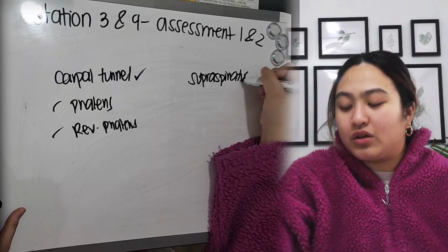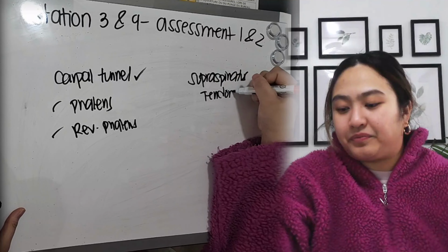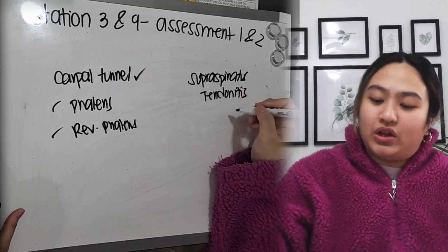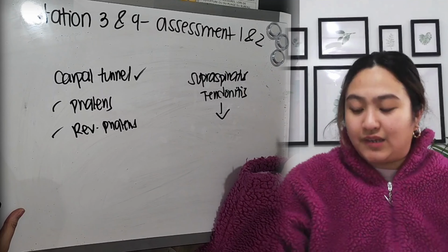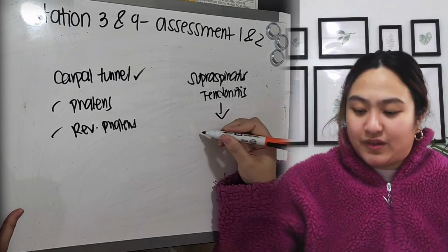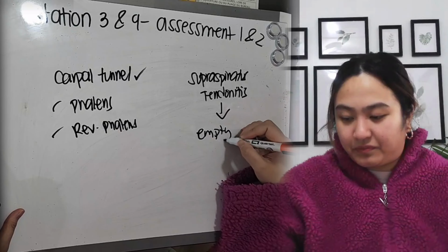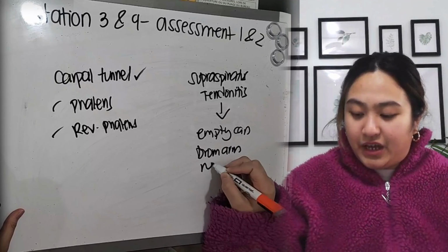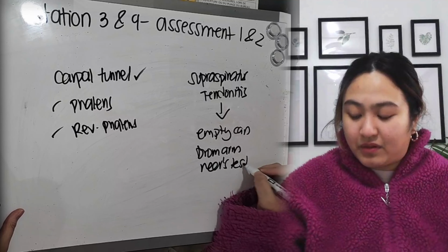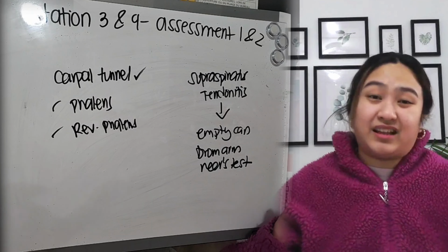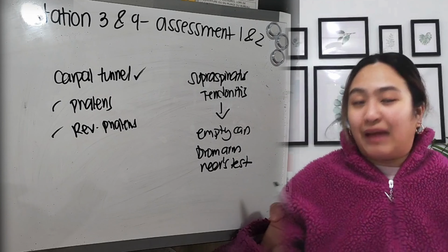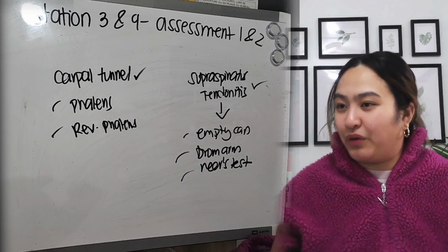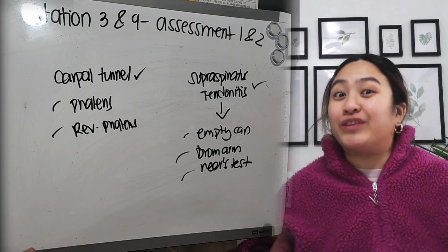So let's say supraspinatus tendonitis. For supraspinatus tendonitis, I would do empty can, drop arm, Neer's test, and let's say that's it for now that I remember. So every time that I see signs and symptoms of supraspinatus tendonitis, these tests are what I'm going to be performing. What am I trying to tell you?